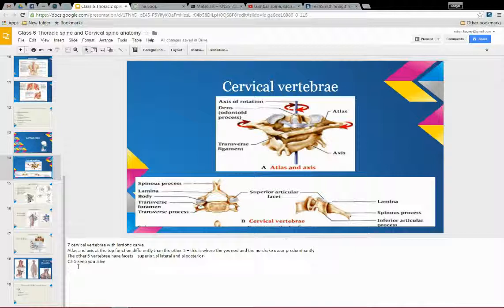This means that if you have damage in the C3, C4, or C5 area, you're at greater risk of death because of the other structures, predominantly breathing structures, that occur in those areas. So damage to C3, C4, or C5 is more detrimental to the body.